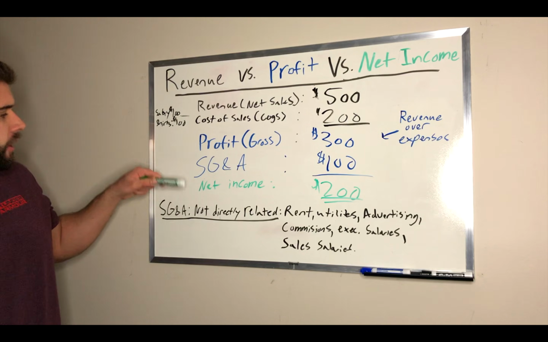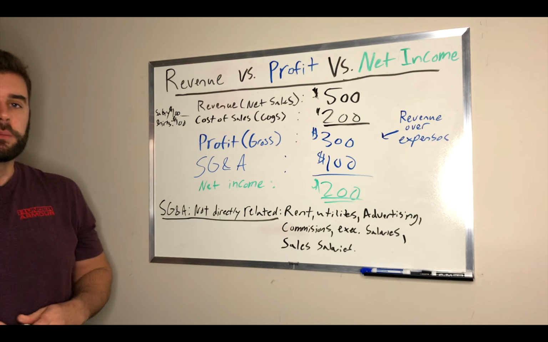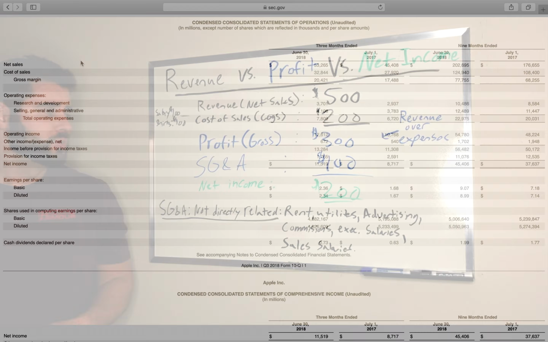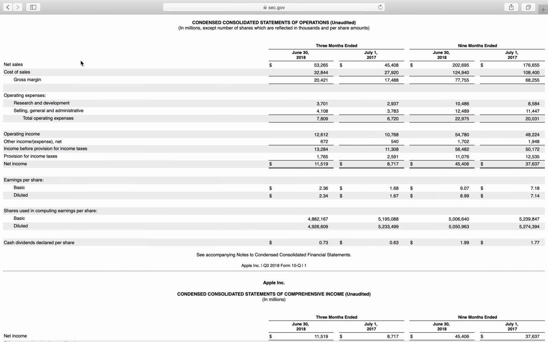So to get a little bit better idea of how this looks on an income statement, let's take a look right now at Apple's income statement. It's one that I like to use quite often. Let's take a look here. So as you can see, the net sales, that's the same as revenue, of $53 billion. This was last quarter, by the way. Cost of sales, that's just another term, as we spoke about, for cost of goods sold. It was about $32 billion. So the gross margin is $20 billion.